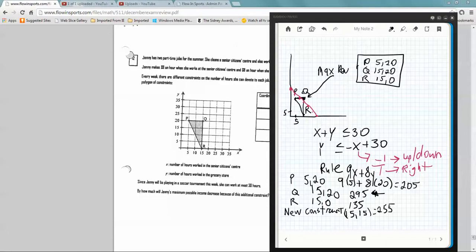And if you compare 295 and 255, when you compare something, you subtract them. So therefore 295 minus 255 equals a $40 difference. And that's your answer. Excuse my writing, a little bit messy this time.